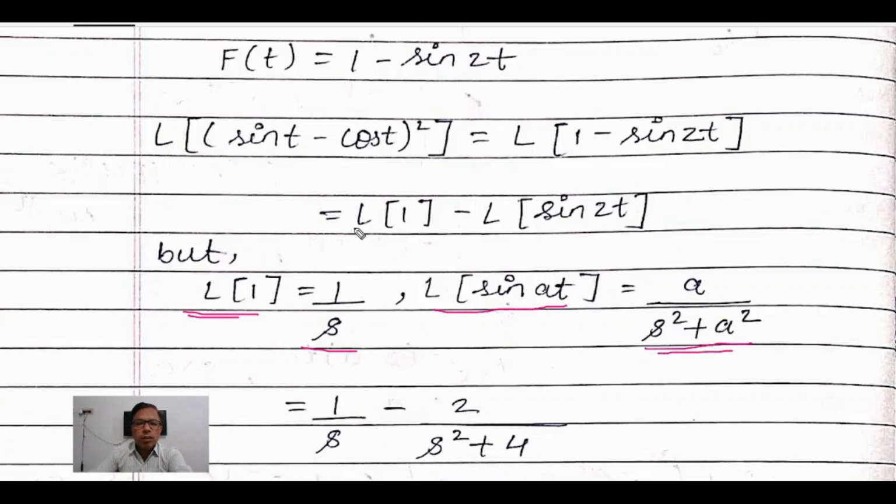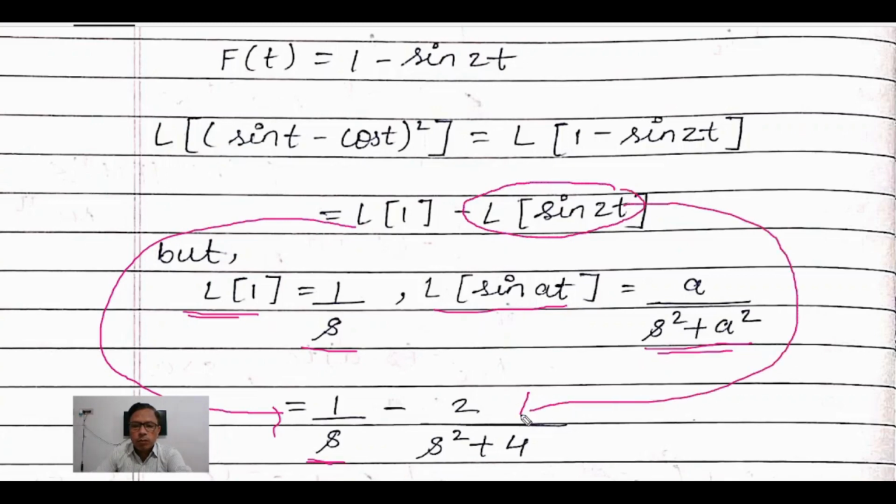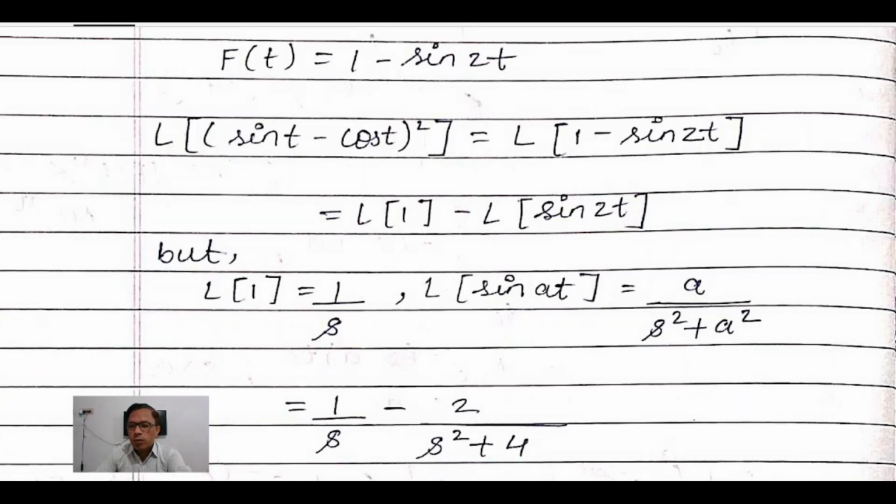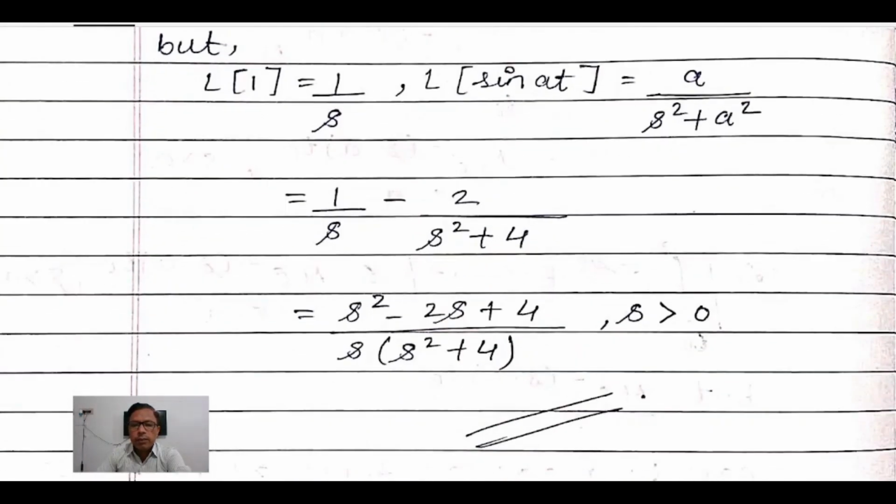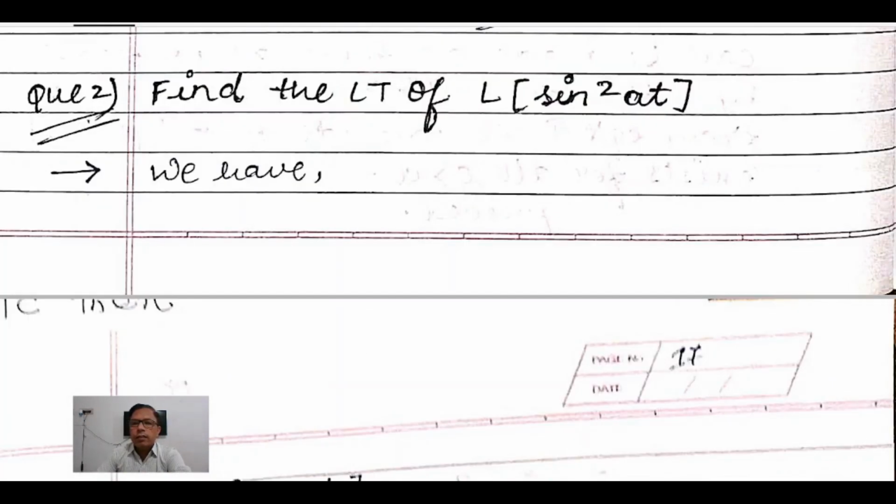So we have Laplace of 1 equal to 1 upon s, and Laplace of sin 2t equal to 2 upon s square plus 4. On simplifying, we have s square minus 2s plus 4 upon s into s square plus 4, which is the answer. And now the Laplace transform of sin square at.